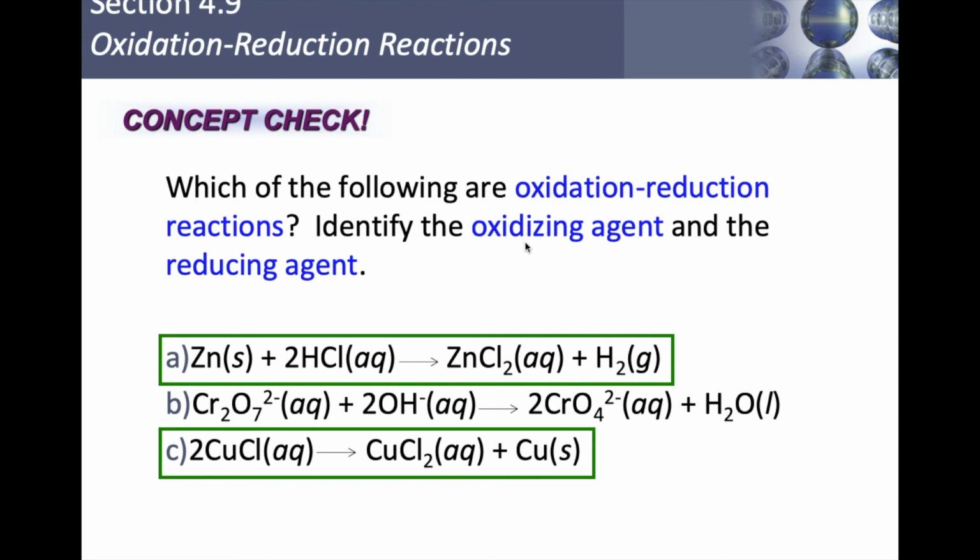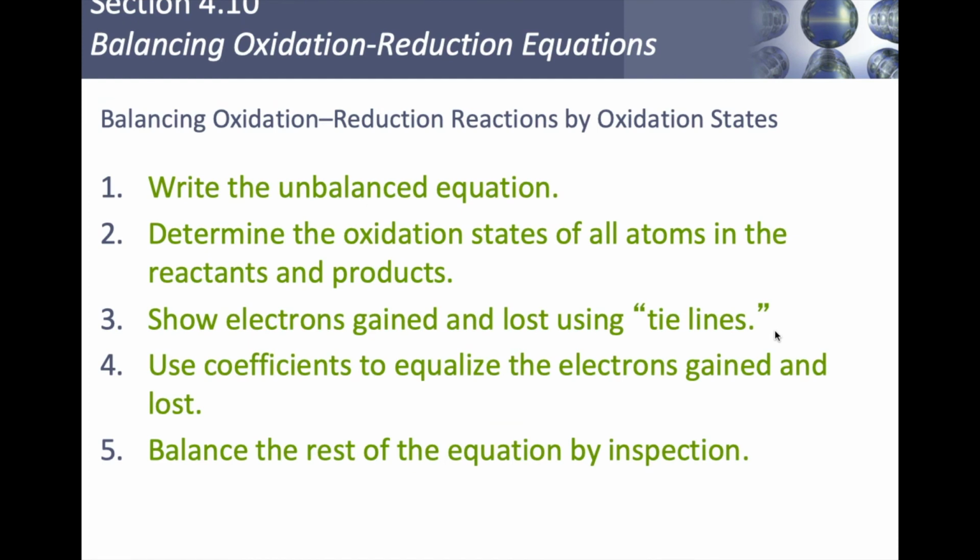And then to identify the oxidizing and reducing agents, we already did that on the previous slide. So only B was not an example of an oxidation reduction reaction. All right, last slides here are about section 4.10, balancing oxidation reduction equations.